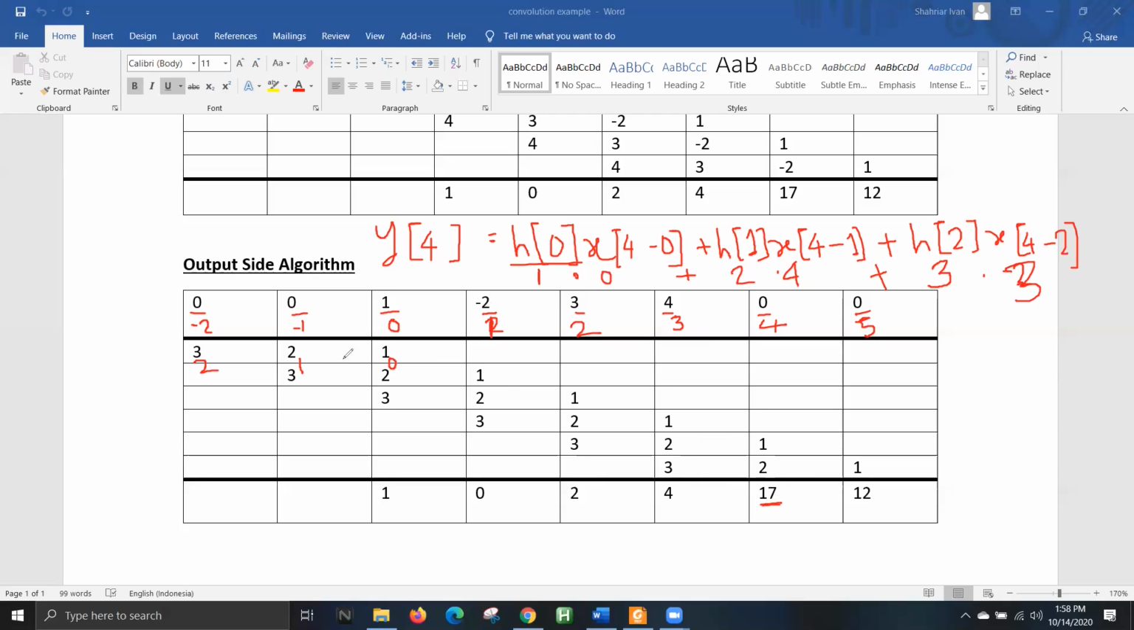But in order to get 17, you have to come step by step, row by row, and come to this particular position. So this is actually a shortcut kind of way to get any particular value for any particular sample of y. But if you want to find all the samples of y, it is better to follow the tabular approach, because this will give you all the values from 1, 0, 2, 4, 17, 12, all the values you are going to get. But this equation method is useful when I tell you to find any one particular value of y.